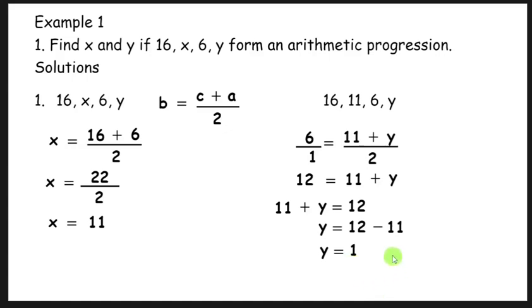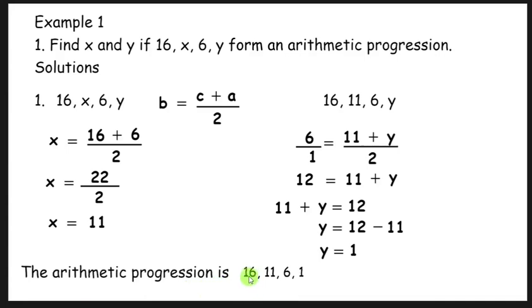So we have found these. We have found x and y. So we are going to say the arithmetic progression is now 16, 11, 6, 1. Does it make sense? Yes. Because this one becomes an arithmetic progression because the common difference is the same.